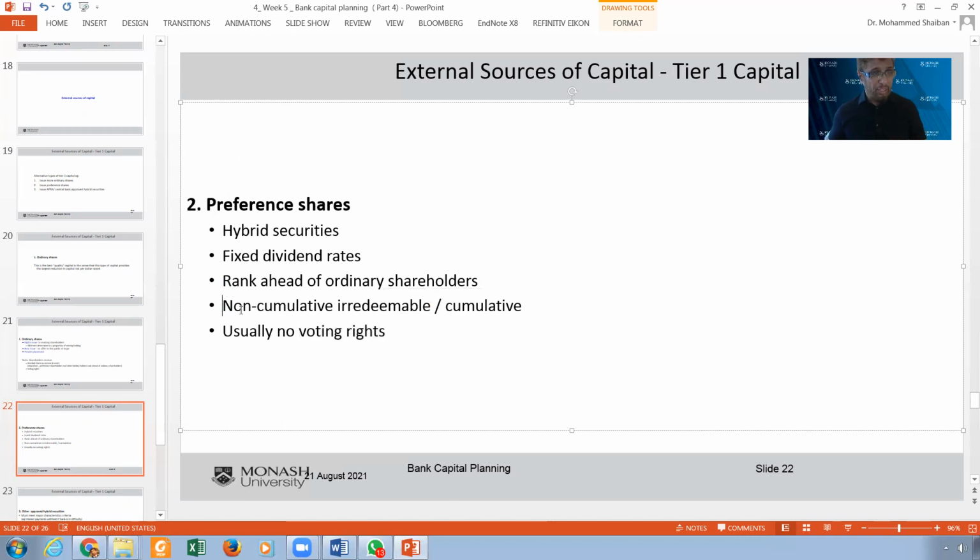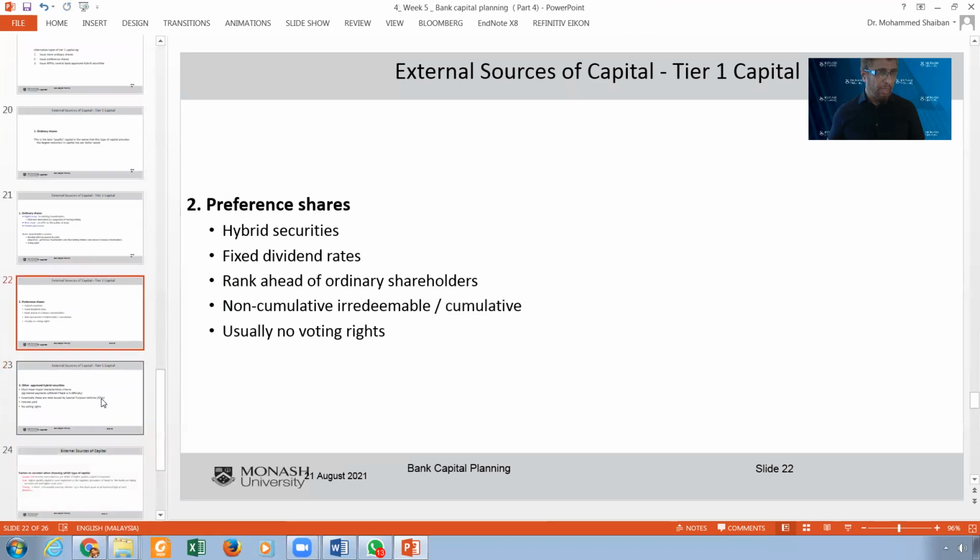And in this case, we are talking about non-cumulative and redeemable. And this is what makes it more like equity. And if we say cumulative, it becomes more like a debt. So this is how we define preference shares.